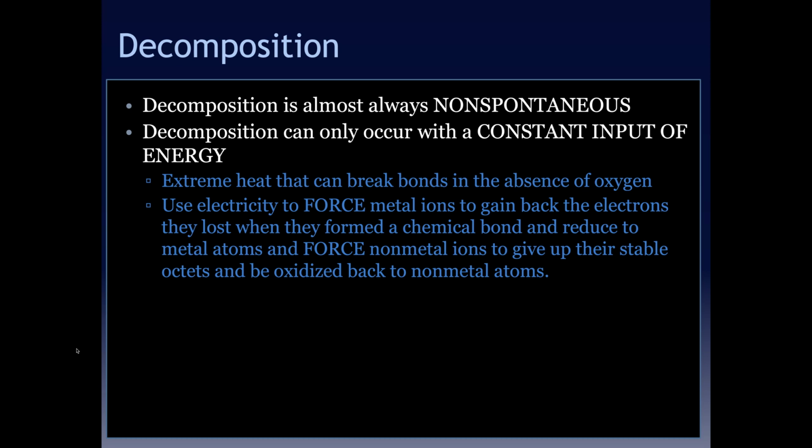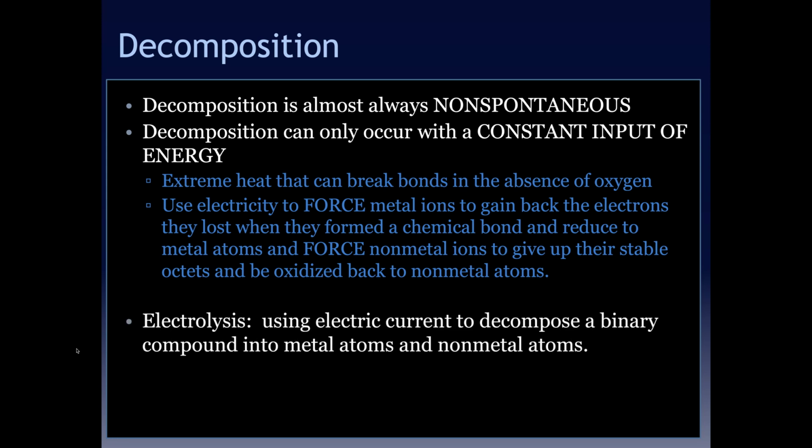So you can use electricity to force metal ions to gain back the electrons they lost when they formed a chemical bond and undergo reduction to metal atoms, and you can force nonmetal ions to give up their stable octets and be oxidized back to nonmetal atoms. And all you need to do to accomplish this is to make sure that your substance is in the liquid phase so that you have freely moving ions, and make sure you put in at least as much voltage as the reaction has in a negative voltage. So we call this process electrolysis, using electric current to break up a binary compound back into its original elements.